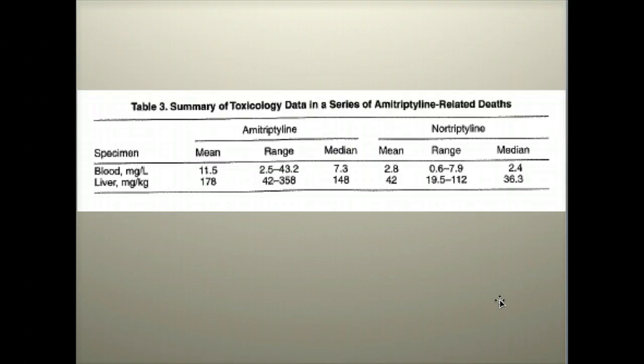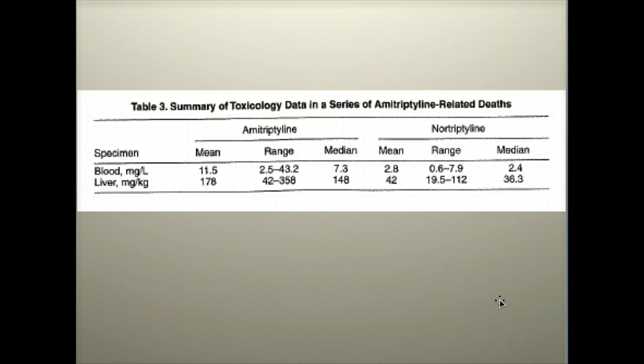Here's a table summary of toxicology data in a series of amitriptyline related deaths. Table 3 is actually summarizing a series of 10 fatalities where amitriptyline was thought to be the single cause of death. Several generalizations can be made. First, blood levels in postmortem specimens are much higher than expected from clinical data in comparison to concentrations in specimens taken near or at the time of death.